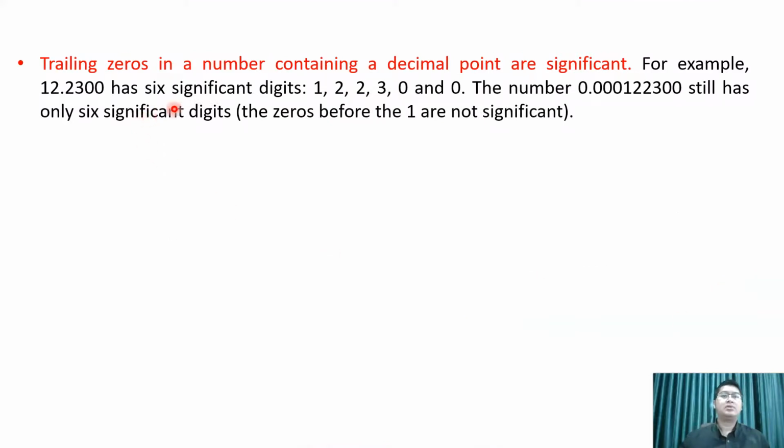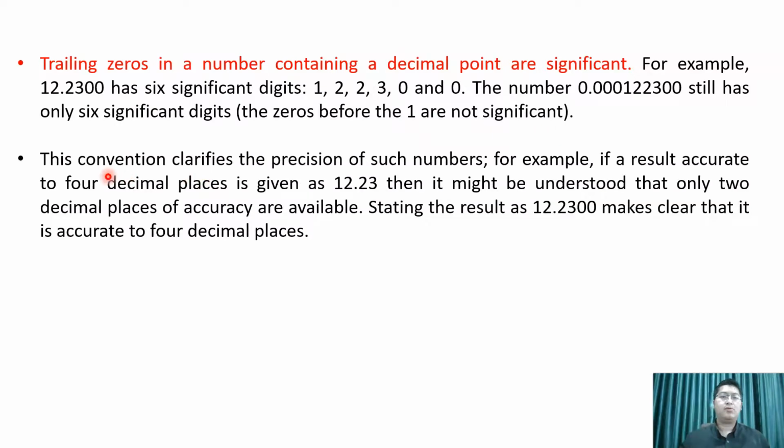The trailing zeros in a number containing decimal points are significant. For example, 12.2300 has 6 significant digits, 1, 2, 2, 3, 0, and 0. The number 0.000122300 still has only 6 significant digits. The zeros before the 1 are not significant.